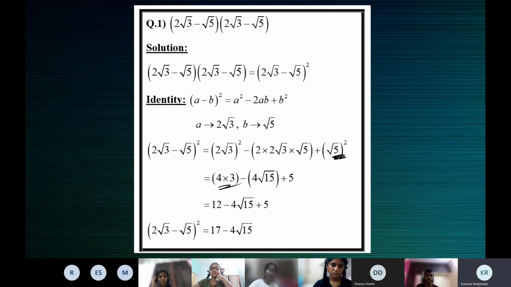Similarly, root 5 the whole square. Root 5 the whole square means root 5 into root 5. It's root of 5 into 5. So from 2 5's, 1 5 comes out of the square root. You can see it here. Root 5 into root 5 is 5.